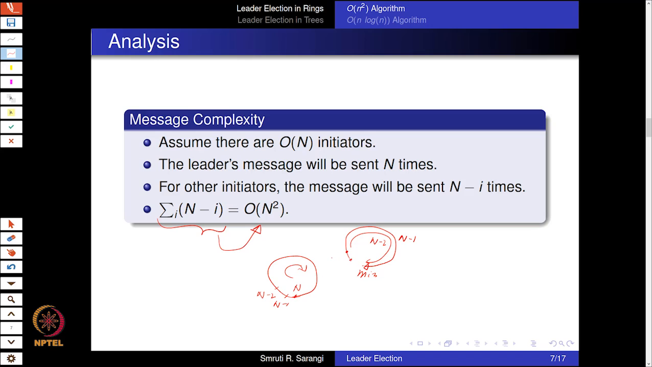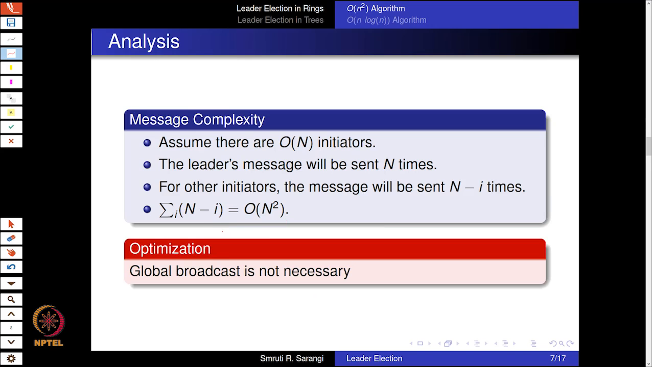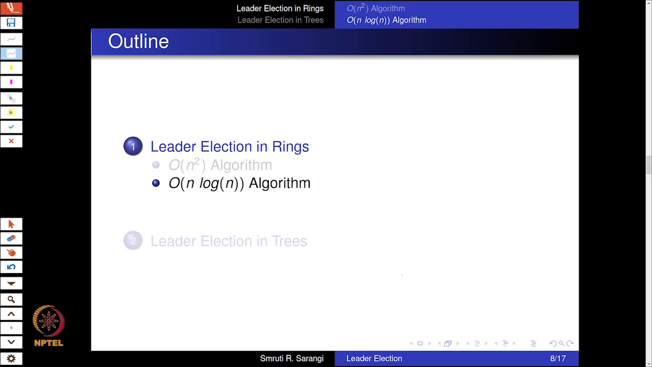So given the fact that this is order n squared messages, we should make some effort to actually reduce this. So one optimization is that globally broadcasting to everybody is not necessary. We can do something better. So let's see what we can do. So here is an order n log n number of messages algorithm.